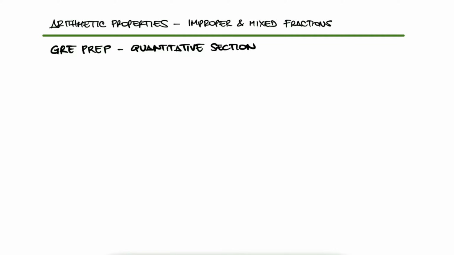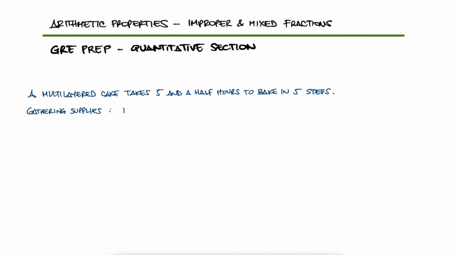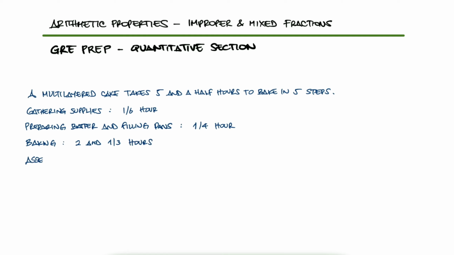A multiple selection question reads, a multi-layer cake takes 5.5 hours to bake in 5 steps. Gathering the supplies takes 1/6 of an hour. Preparing the batter and filling the pans take 1/4 of an hour. Baking takes 2 1/3 of an hour. And assembling and cooling takes 1 2/5 of an hour. If the 5th step is decorating, how long does that take?